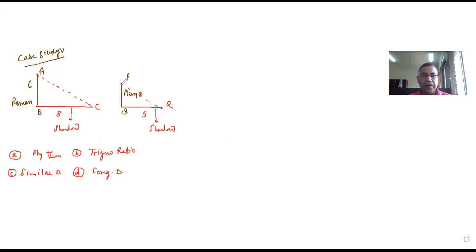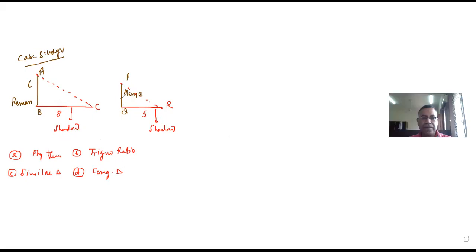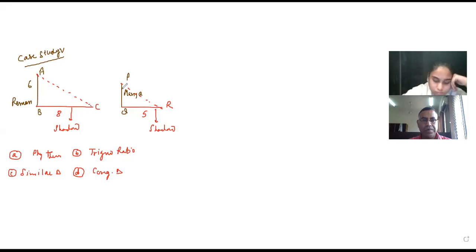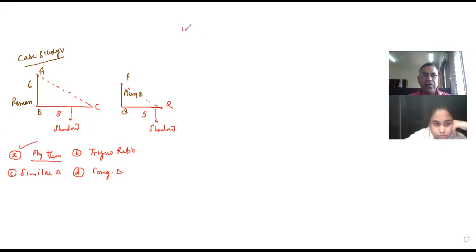I want to find out the height of Manya. I can't use trigonometric ratios because the angle is not given to me. No angle is given to me. Fine. So I can directly go to Pythagoras theorem. Okay, sir. The only thing is Pythagoras. Clear. So this is the correct answer. Now B.